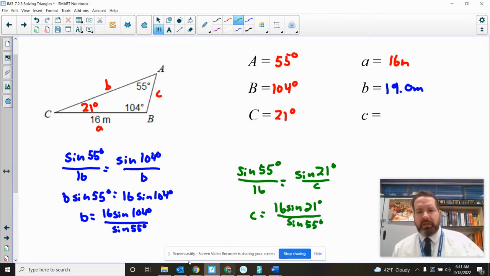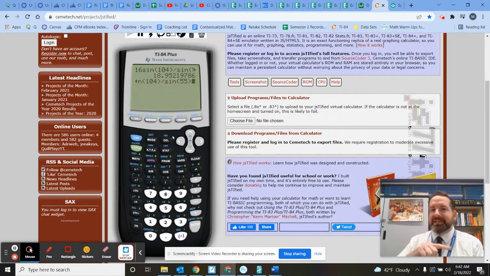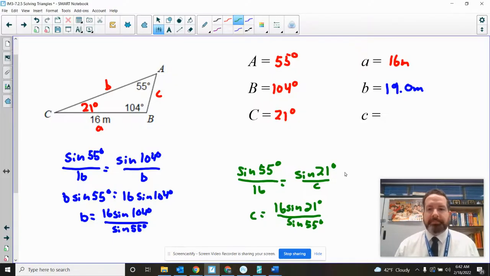Now I want to show you a little trick. Me being a fairly lazy mathematician, I don't want to type this whole thing again. So if you press second enter, it's going to bring back everything you just typed in on the previous line. And you can just go back and change the 104 to a 21 and then delete that extra 4. Saves you a little time there. Again then, rounding to the nearest tenth, let's call this 7.0.